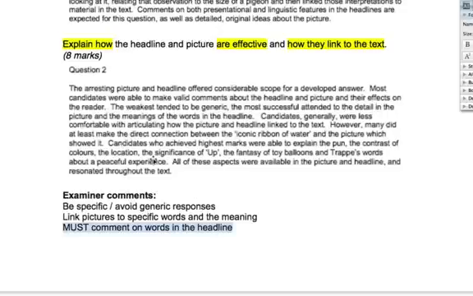And just to sum up, and probably another point from here as well, it's the range. The range here is very important. So the one who achieved the highest marks explained the pun, 1, the contrast of colours, 2, the location, 3, the significance of up, 4, the fantasy of the toy balloons, 5, and Trapp's words about a peaceful experience. So that's 6. Now he's not saying that they're all in one answer, but you can imagine if this was all in one answer, then it was definitely going to get full marks. So if you do try and write up to 6 points, then it's going to put you in good stead.